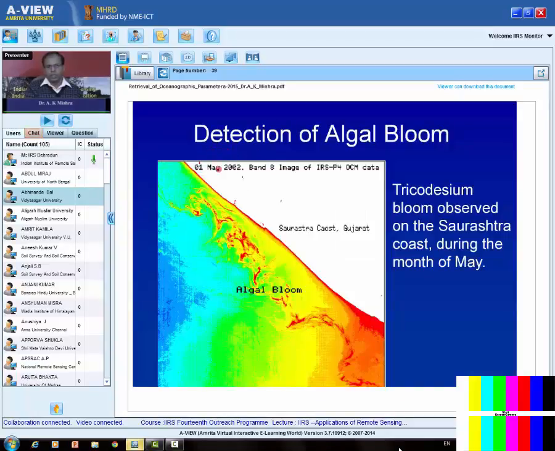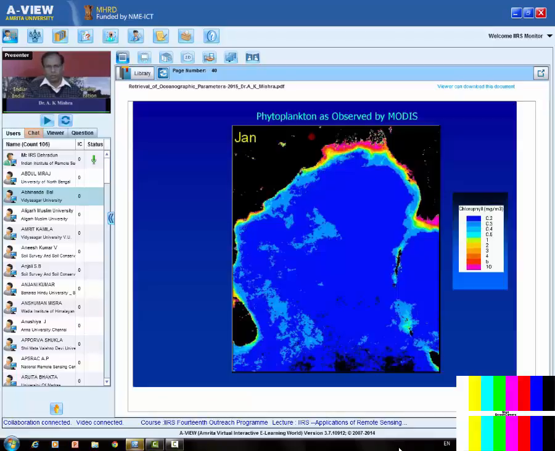And this one picture shows you the trichodesmium bloom observed in the Saurashtra coast during the month of May. This is carried out by the IRS P4 OceanSat-1 sensor, and this is the picture of phytoplankton observed by MODIS. I had some animation for you, but unfortunately the software is not supporting the animation. Otherwise you would have seen the finer pictures and the plumes, etc.